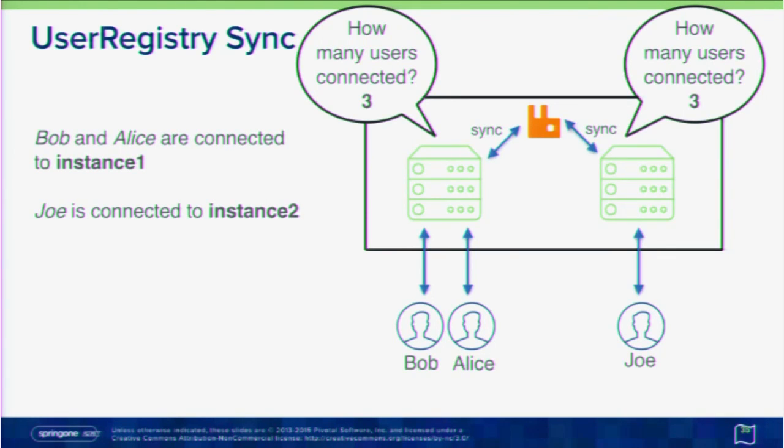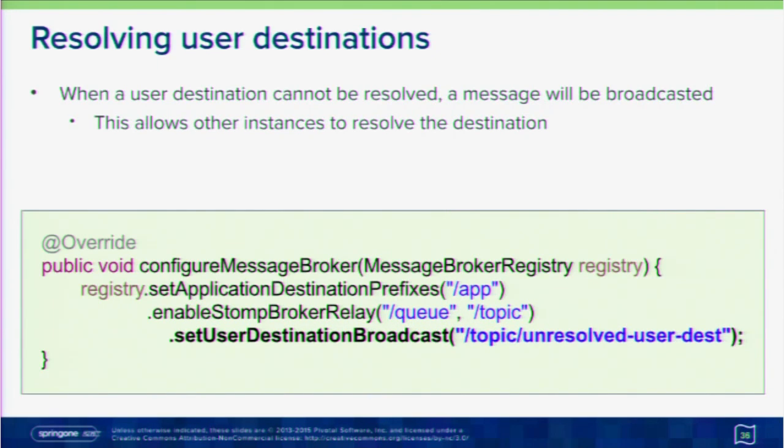When you talk about broadcasting, are you talking about subnet broadcasting? No. Whenever you configure that, using this user destination broadcast, you define a destination, like /topic/unresolved-user-destinations, for instance. That's going through Rabbit. So all the nodes are connected to Rabbit, and there's going to be a destination which is used just for this. So it's not about the network level.